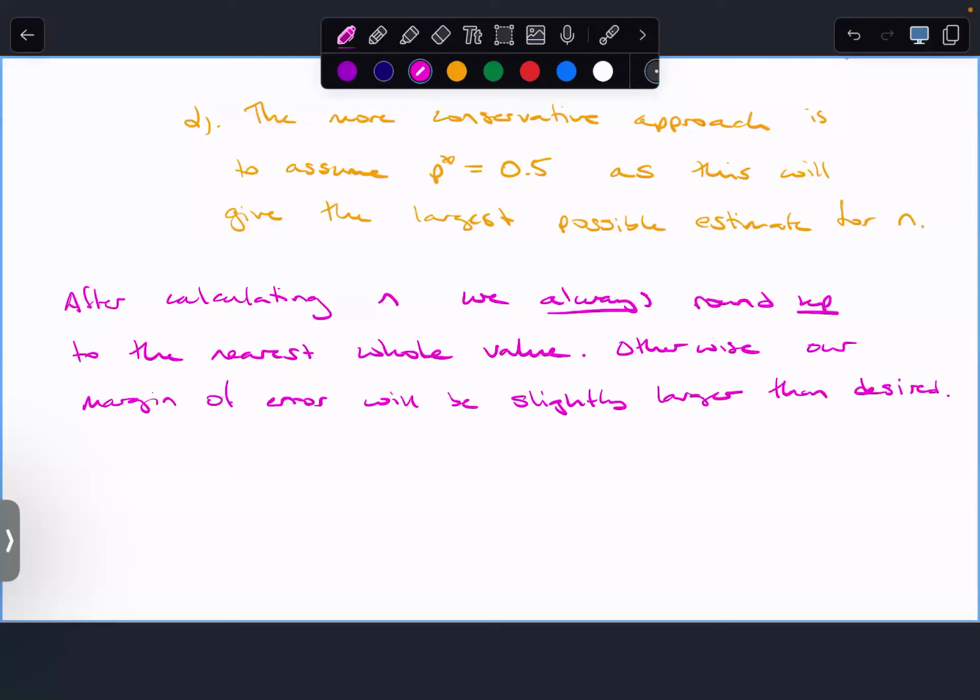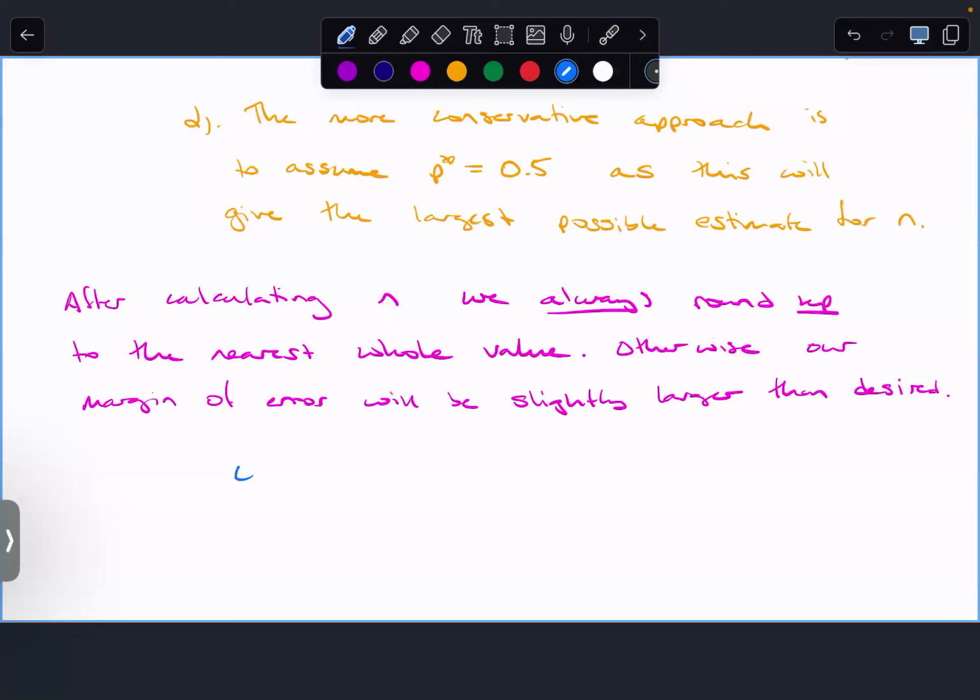Which would be bad. You're fine having a smaller margin of error than what you set out to have. That's good. Because what does the margin of error say? It's just how precise your estimate is. So if you can tighten that up, then that's a good thing. But you don't want to have something wider than what you set out to do. Now, it's not really going to matter, right?